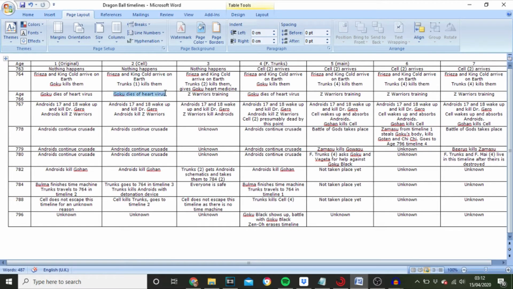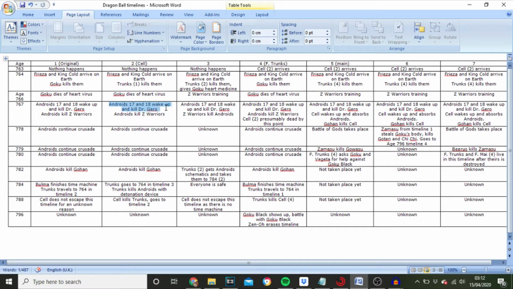Goku still dies of the heart virus though, because if he doesn't, the rest of the timeline doesn't make any sense. So it's safe to deduce that in the Cell's timeline, Goku dies of a heart virus. As you can see, this is the Cell we know. This is Cell's timeline. We all know how this is going to end up.